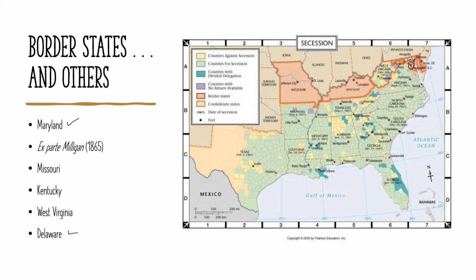Now, later on, in Ex parte Milligan, his action of suspending the writ of habeas corpus was declared unconstitutional because courts were still working within the state border. And that's what the Supreme Court says has to happen for the writ of habeas corpus to be suspended. You have to lose control of your courts.